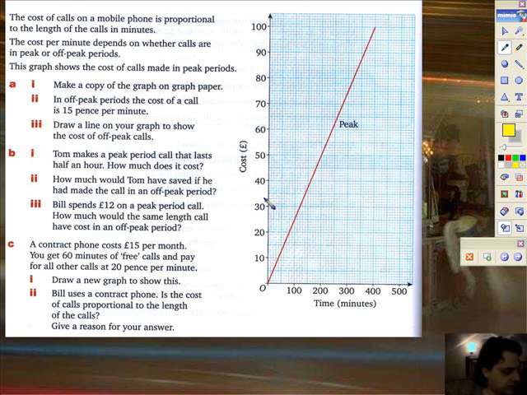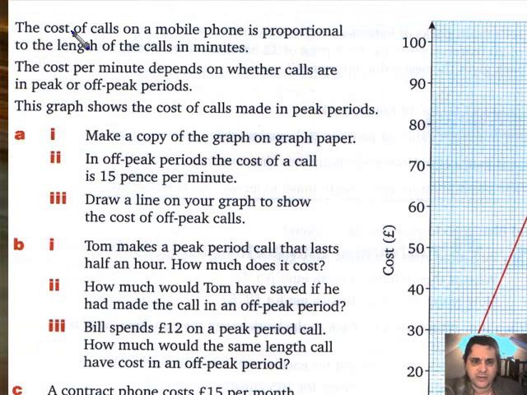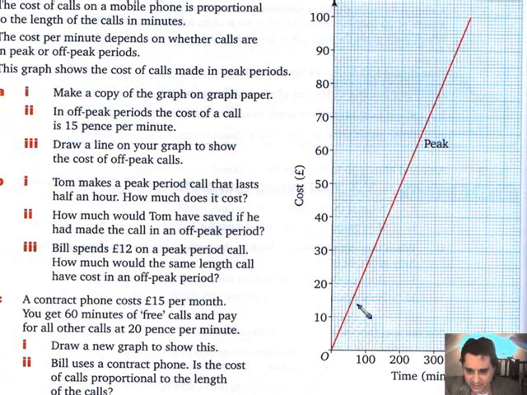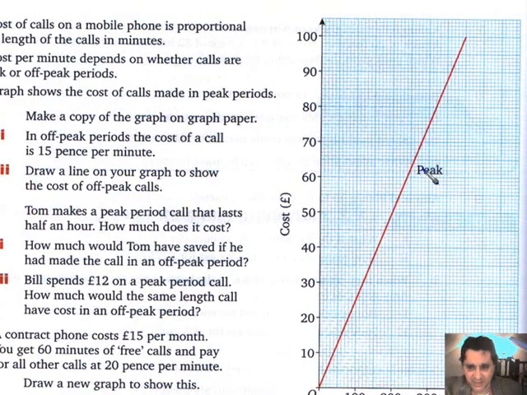Right then, I'm carrying on with using ratios and proportions. I wanted to tackle this very unusual question involving graphs, and the context is actually mobile phones. It says the cost of calls on a mobile phone is proportional to the length of the time in minutes. Okay, there's the linear relationship there, and that represents the cost of peak time.